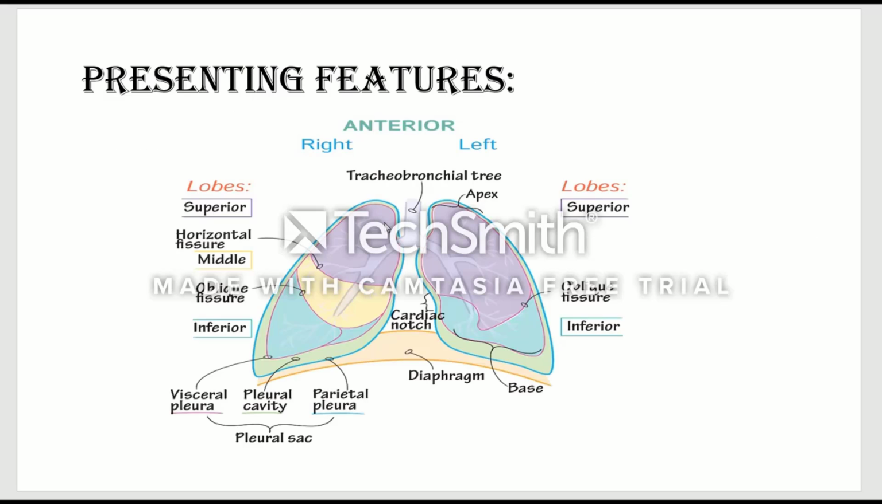Then যদি আমরা এই ফিগারটা দেখি, right lung has horizontal fissure and the oblique fissure, and two fissures divide it into three lobes. This is the superior lobe, this one is the middle lobe, and this one is the inferior lobe. And left lung এর ক্ষেত্রে একটা ফিশার থাকে, সেটা হচ্ছে oblique fissure, and oblique fissureটা দুইটা লোবে ভাগ করে, superior lobe and the inferior lobe.